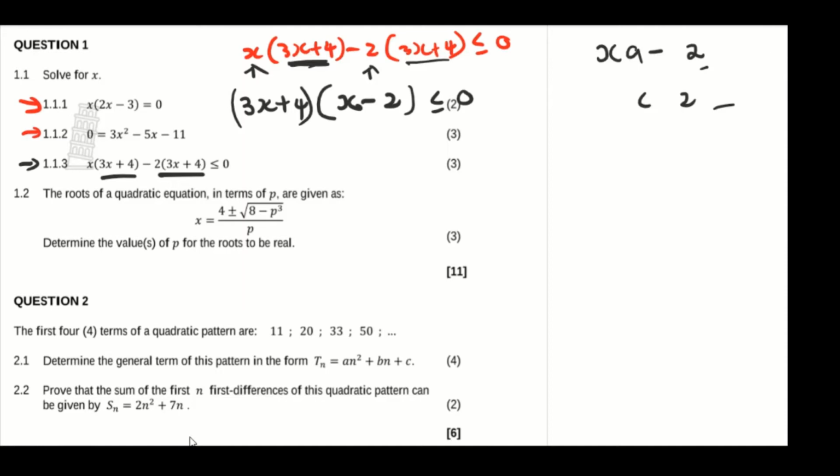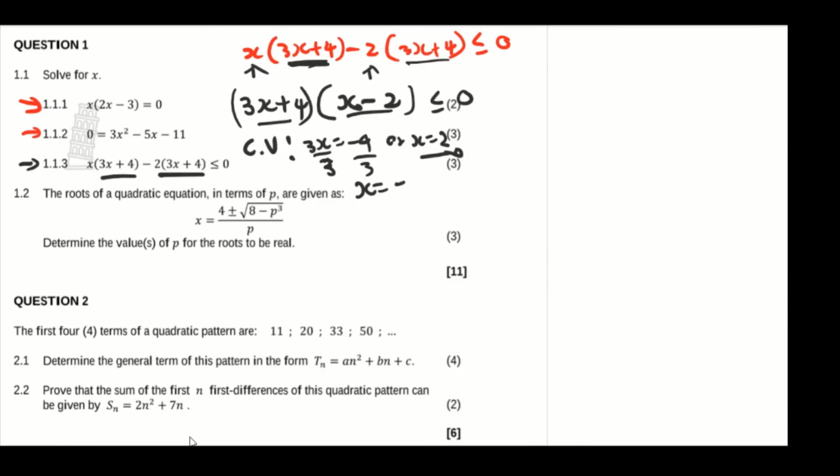Let me erase here. What we're going to do is find our critical values. Why are we finding our critical values? Because we have an inequality sign here, so we always have to write our critical values. The critical values come from 3x plus 4 and x minus 2. So 3x equals minus 4, or x equals 2. Then divide by 3 on both sides, so x equals minus 4 over 3. So these are your critical values, not your final answer.